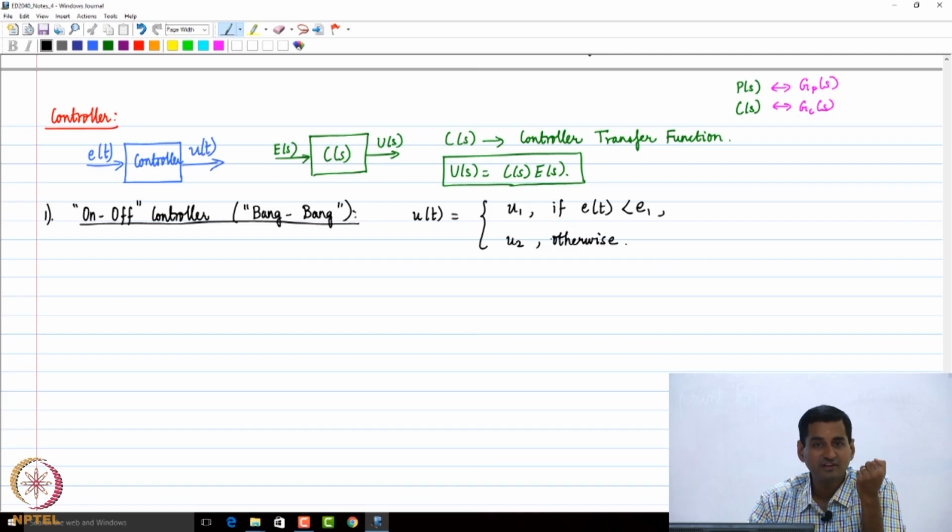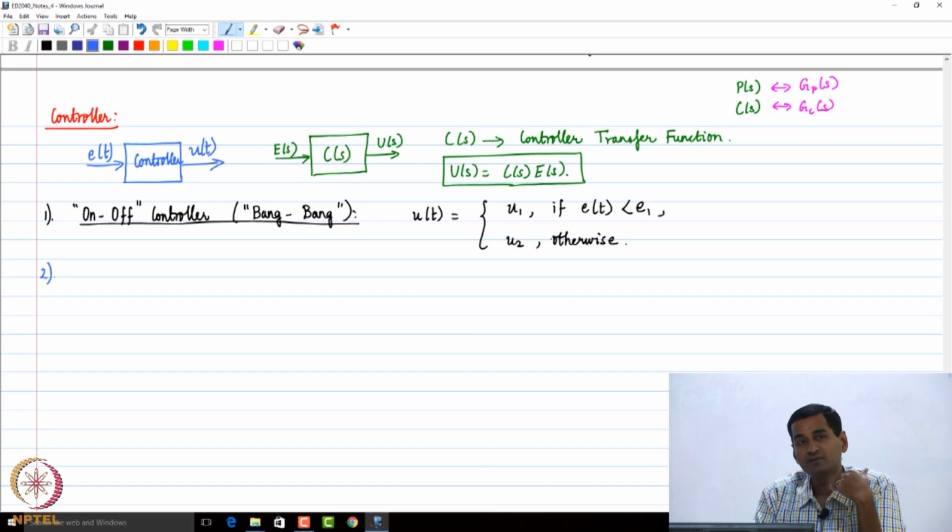Because it doesn't regulate continuously, it just cuts in whenever the error is beyond a magnitude and cuts off when it's lower than some threshold. So we are not going to consider such controllers in this particular course. We are going to look at other types of controllers, but you should be aware of this. This is what is called an on-off control.